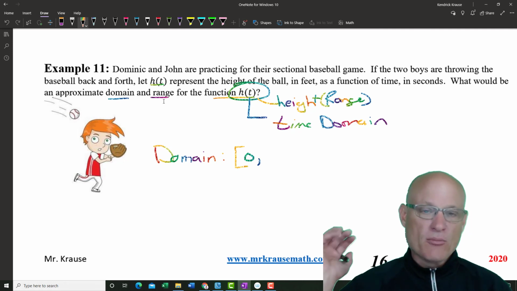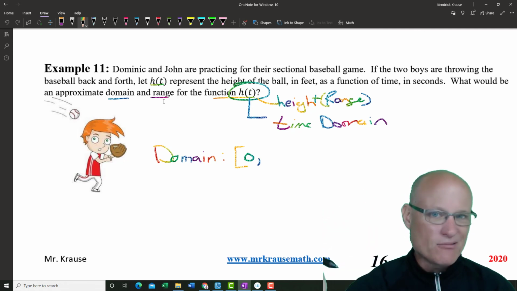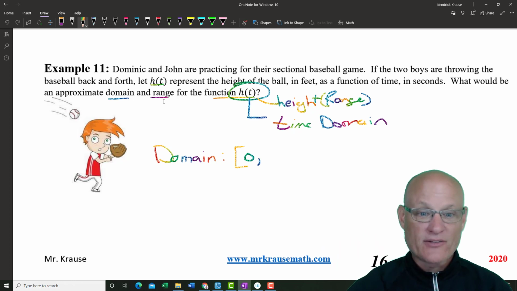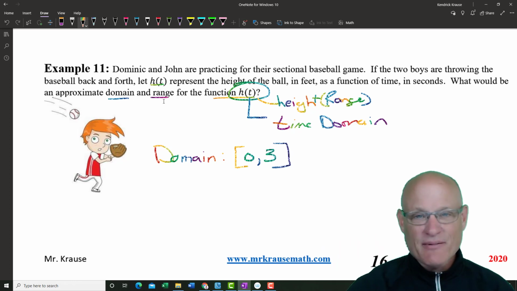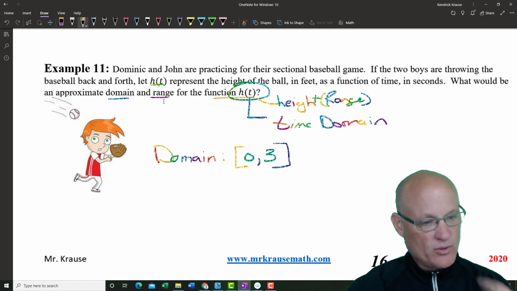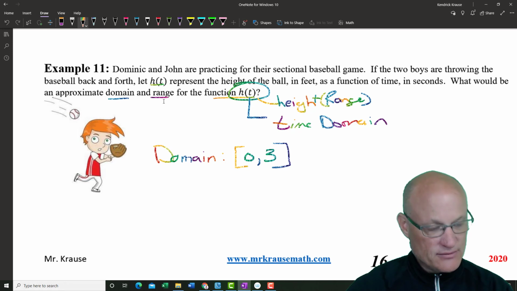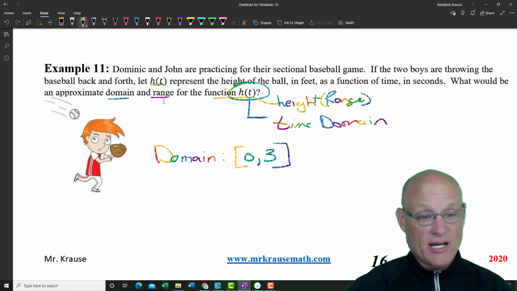So we're going to throw the ball. How long? 2, 3 seconds? Okay, let's say they're really good and the most they can do is 3 seconds, right? It's not going to be 5 or 6 seconds. 1001, 1002, 1003, 1004, 1005. I don't know. That's a long time in the air.